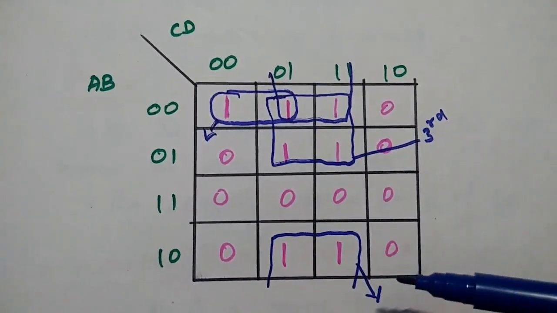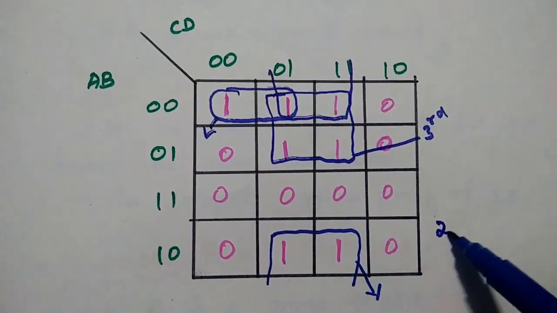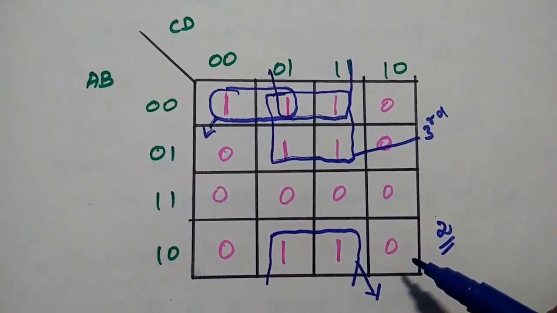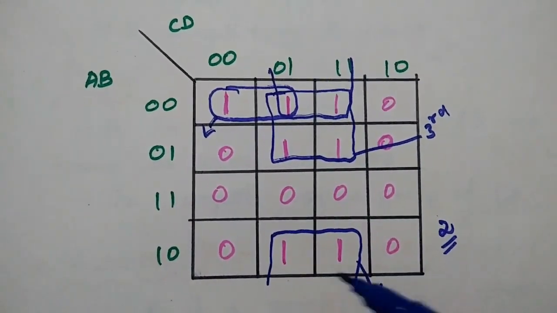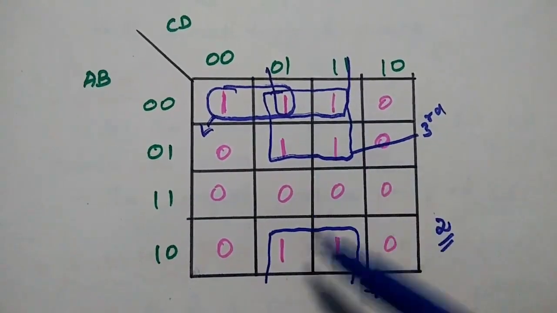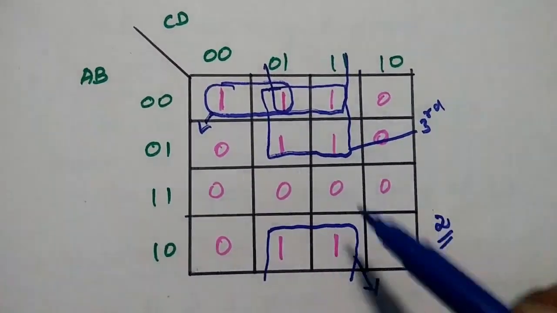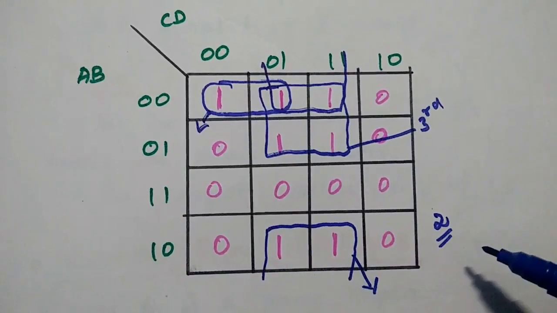Of these 3 implicants, there are 2 prime implicants. That is, the groupings with the large number of ones. There are 4 ones here. There are 4 ones in this group also, right? So there are 2 prime implicants.